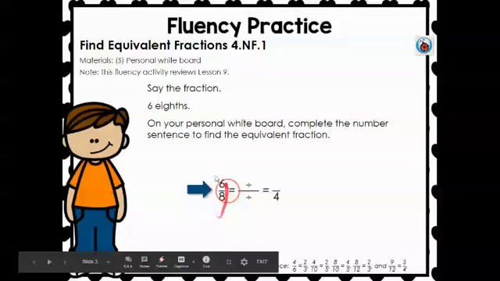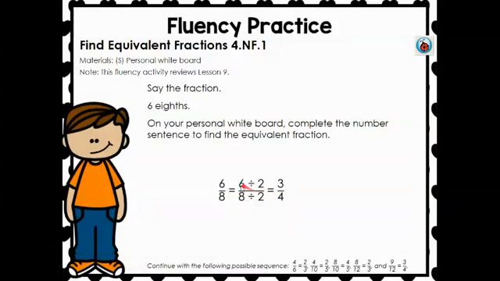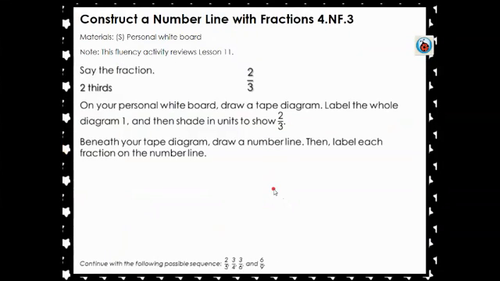If we have 6/8, and we're trying to figure out an equivalent fraction that has fourths in the denominator, we're going to divide 6/8 by 2, because 8 divided by 2 gives me that 4 in the denominator, and then 6 divided by 2 is 3. Okay, so let's look at this fraction.